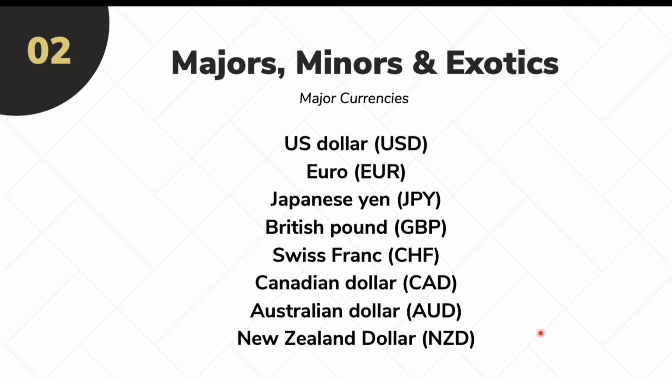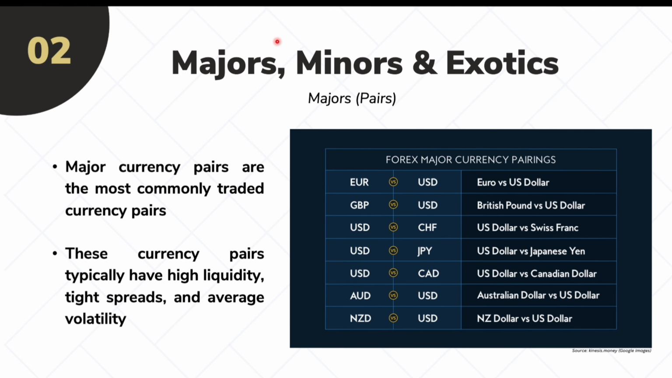Now, when you know what Forex pairs are, you know about the base currency, you know about the quote currency, let's talk about all the different currencies and all the different pairs and how you can categorize them. You have majors, you have minors, and you have exotics. Let's start with the major currencies. The major currencies are the currencies that are the biggest and are traded the most, and in this order: the US dollar, euro, Japanese yen, British pound, Swiss franc, Canadian dollar, Australian dollar, New Zealand dollar. Major pairs are the most commonly traded currency pairs.